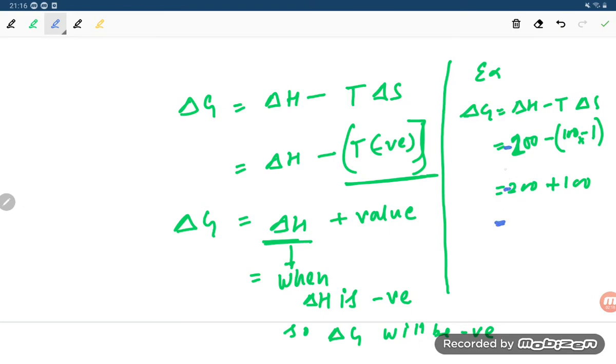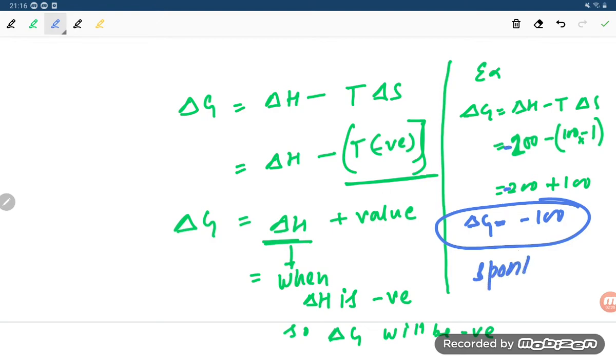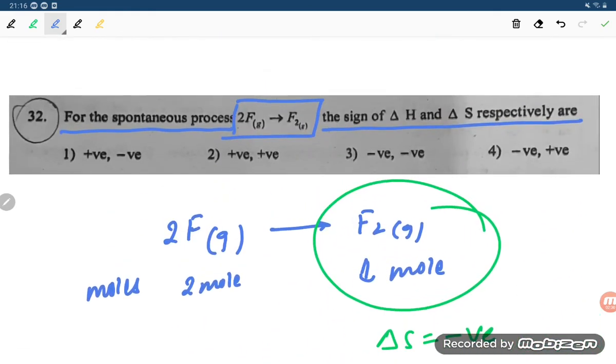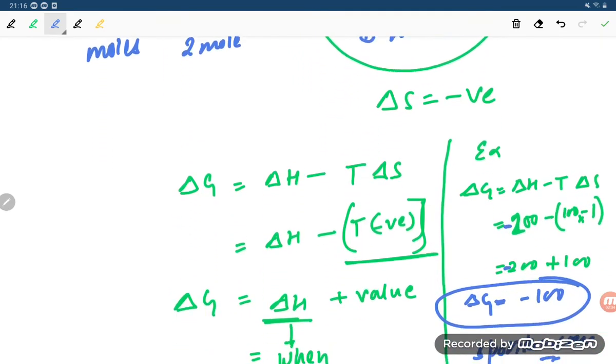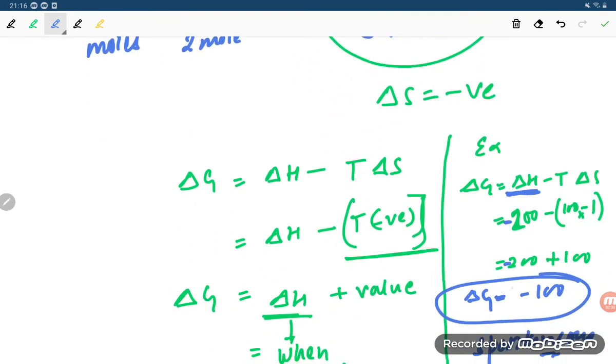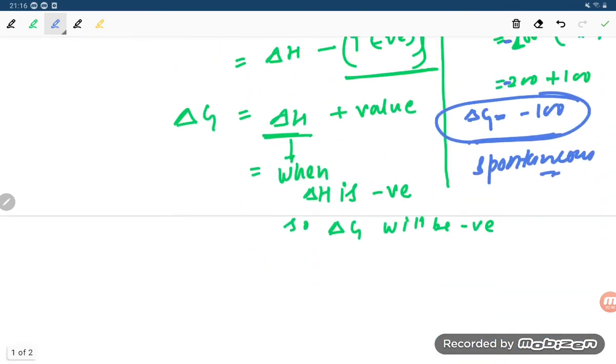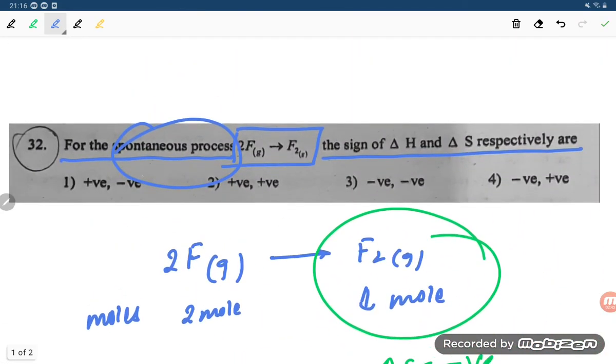And this delta G has to be negative, okay. So the Gibbs free energy, how much will come? Minus 100, delta G will come minus 100. So then if it is coming negative, it will be spontaneous, because the reaction they have already said is a spontaneous process. So dear students, we have to keep delta H negative so that the Gibbs free energy will come negative, right students? So the correct option will be option number 3, both are negative.